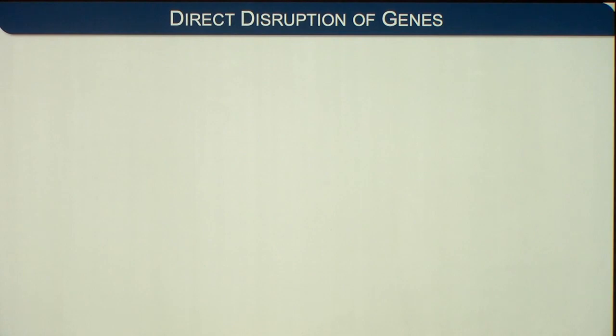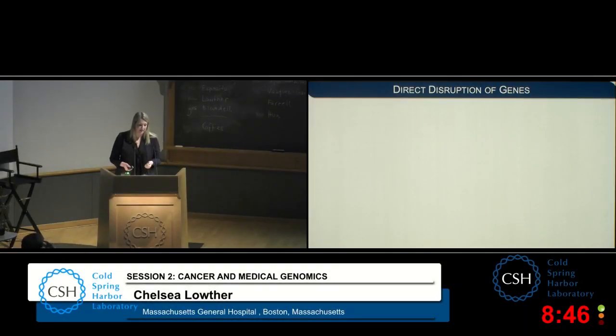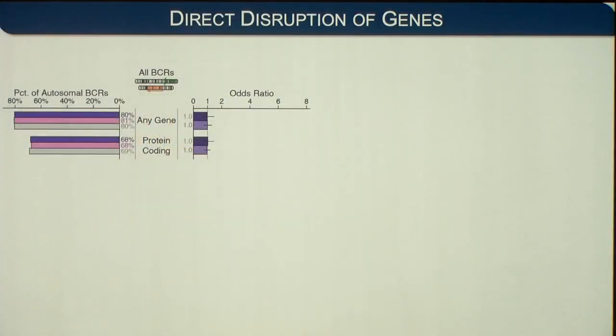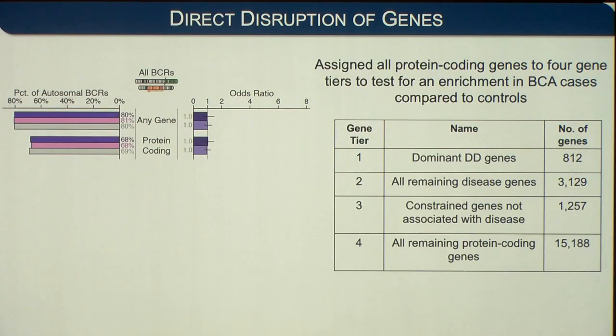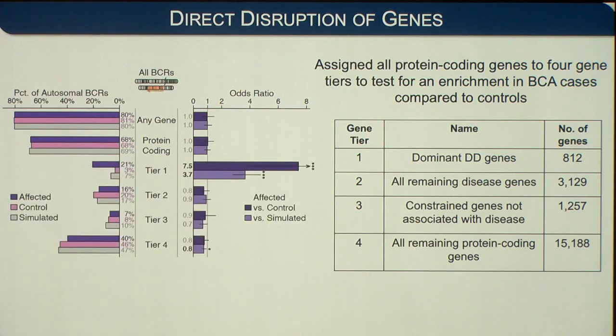Given this new data set, and the fact that it was the first time we had access to controls, the first thing we wanted to look at was the frequency of gene disruptions in cases, controls, and simulations. As expected, the vast majority of BCAs disrupt one or more genes. However, when we computationally assign all protein coding genes to one of 4 gene tiers, based on their strength of association with disease, we start to see some significant effects between cases and controls. Cases with BCAs disrupt tier 1 genes significantly more than controls, but we don't see this effect for tiers 2 to 4.